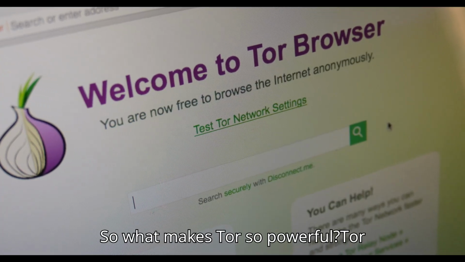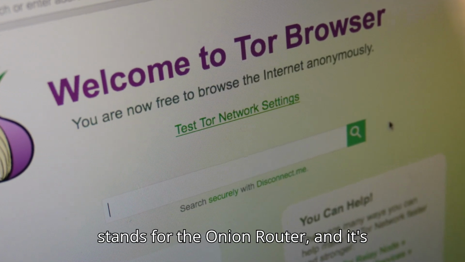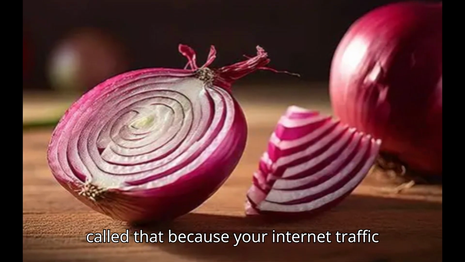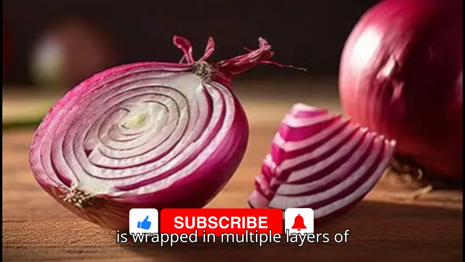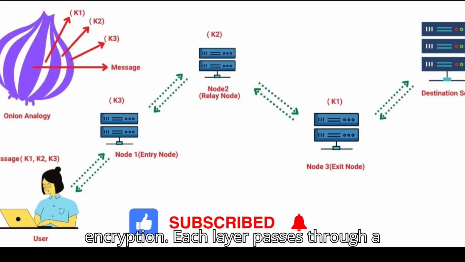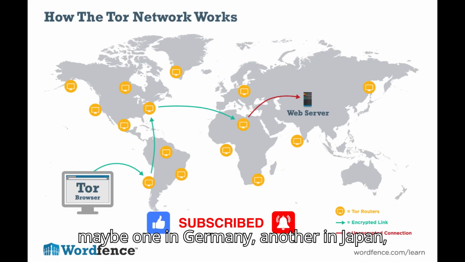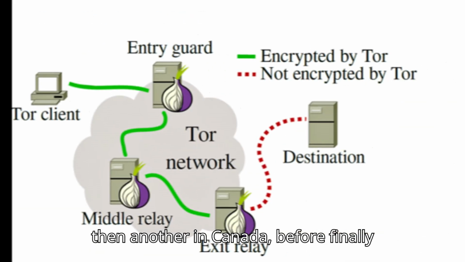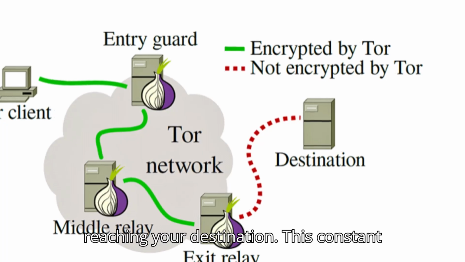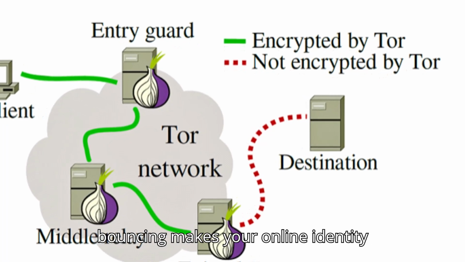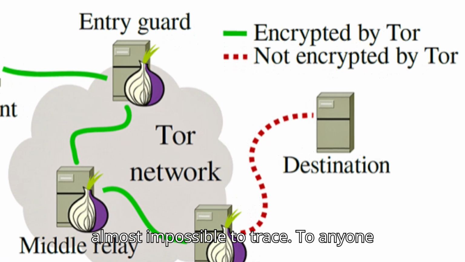So what makes Tor so powerful? Tor stands for the onion router, and it's called that because your internet traffic is wrapped in multiple layers of encryption. Each layer passes through a different server somewhere in the world, maybe one in Germany, another in Japan, then another in Canada before finally reaching your destination. This constant bouncing makes your online identity almost impossible to trace.